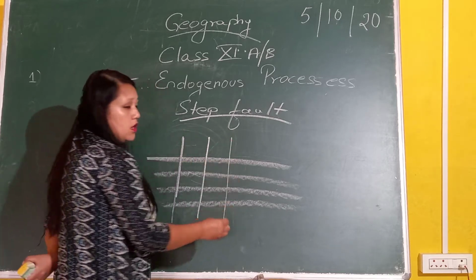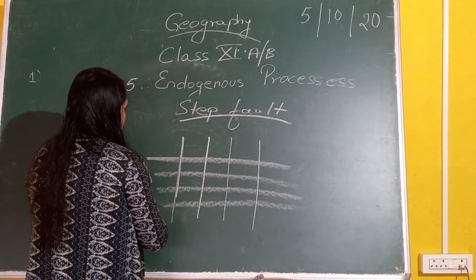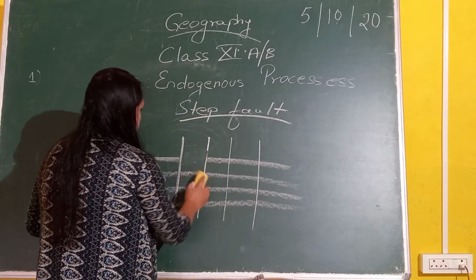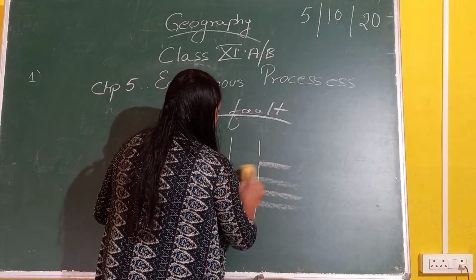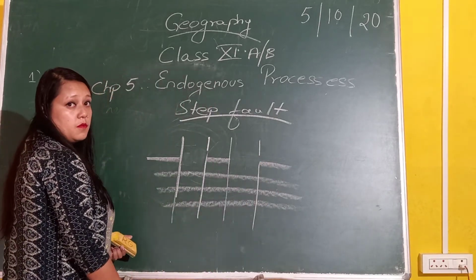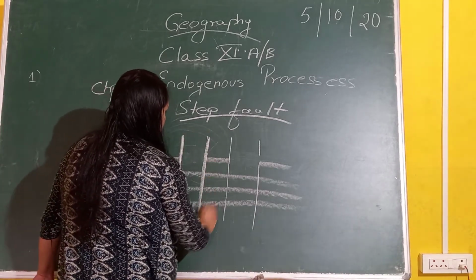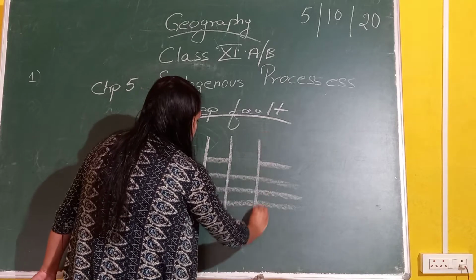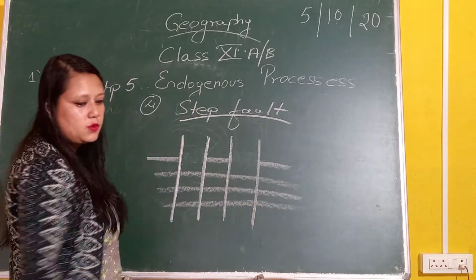Now remember the fan folding. Some parts of the land move up, some parts move down. So a kind of a step is formed. Alright. So this is the last type of fault. That means this is the fourth one. This is the last one.